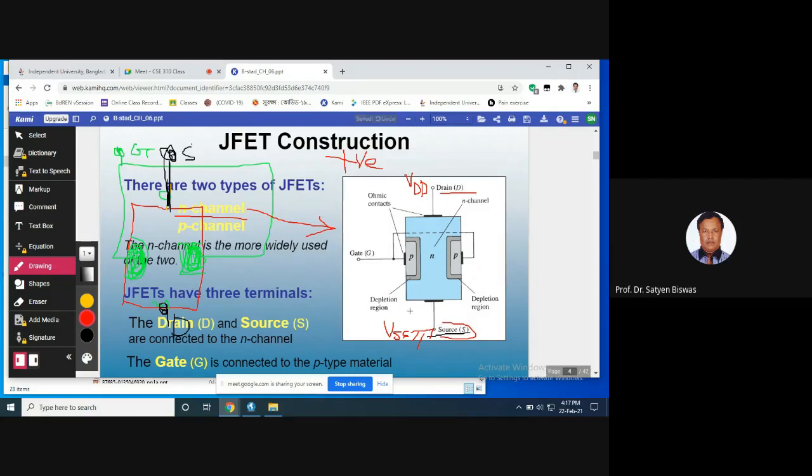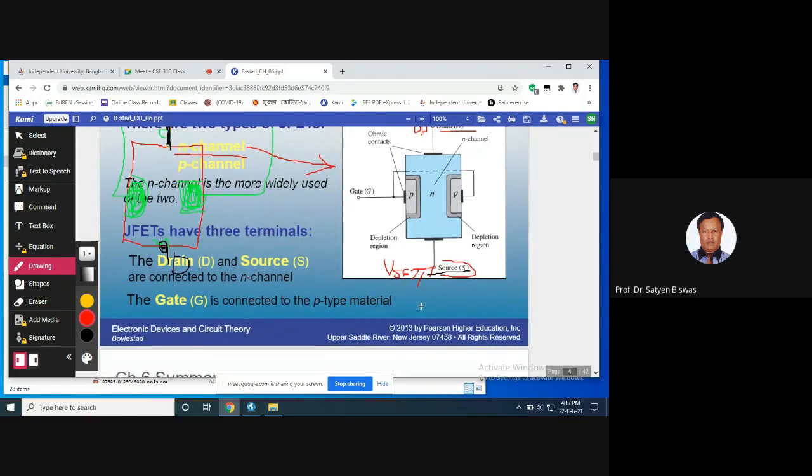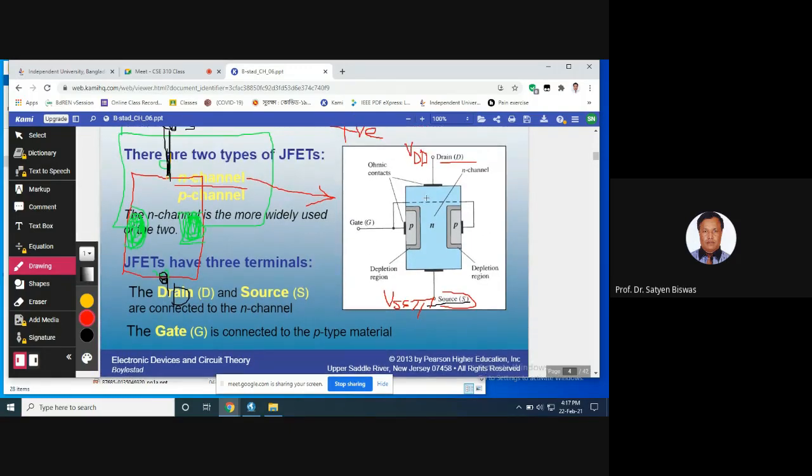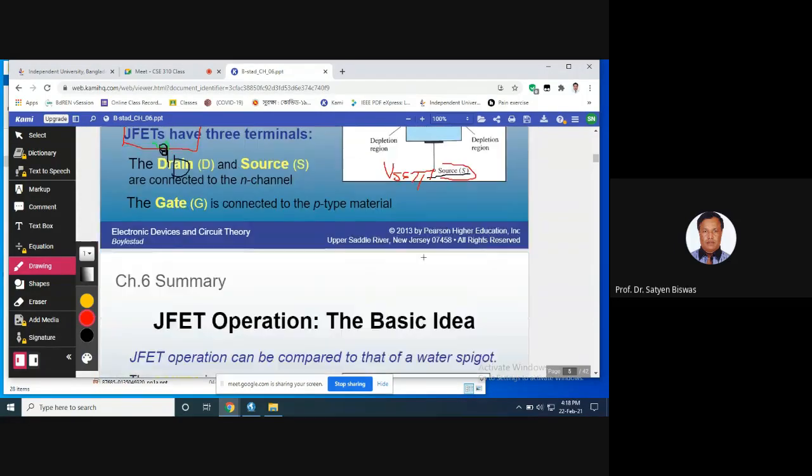So now how does it work? This is the construction. It's a very simple construction. It looks almost the same as an NPN, but the middle part is a little bit bigger, and the two p-types are very small, and the two p-types are shorted. That's the main difference. The drain and source, or you can say collector and emitter, are in the same body, but at opposite terminals, right?